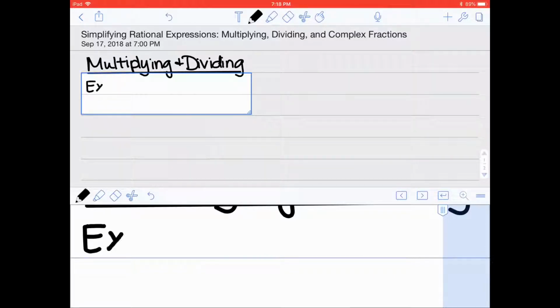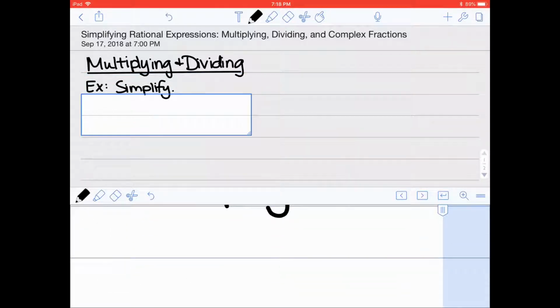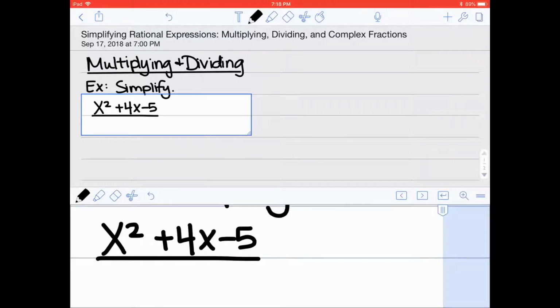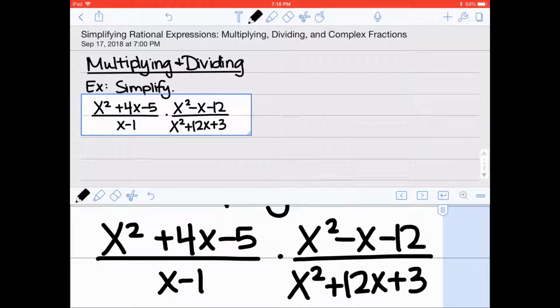The instructions for this unit are just going to say something like simplify. In the future, it will probably be within another problem where you'll realize you have to simplify to work things out. So the original problem has the expression x squared plus 4x minus 5 divided by x minus 1, and that expression is being multiplied by x squared minus x minus 12 over x squared plus 12x plus 35. Alright, so what we want to do first is factor this out.